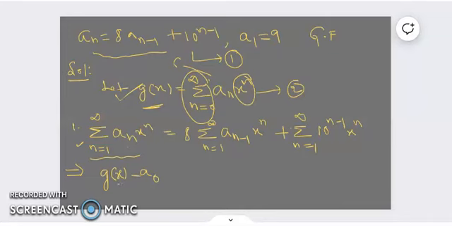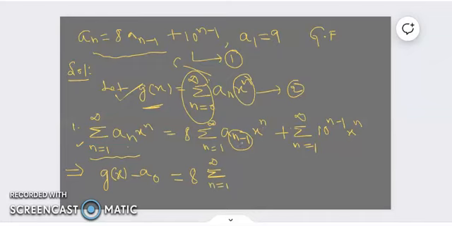So it can be written as G of x minus a_0 equals 8 into summation, observe carefully in every term, n equals 1 to infinity, here the suffix value of a is n minus 1 and the x power value is n. So take care, the suffix value of a and the power value of x are not the same.